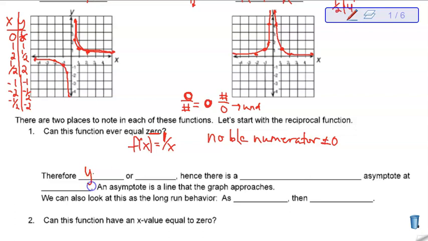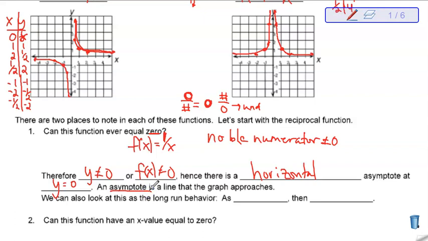So, y is not equal to 0, or, as we also say, our function value is not equal to 0. Hence, we will have a horizontal asymptote at y equaling 0. It's like a boundary, okay? And here I kind of describe what an asymptote is. It's a line that the graph approaches.